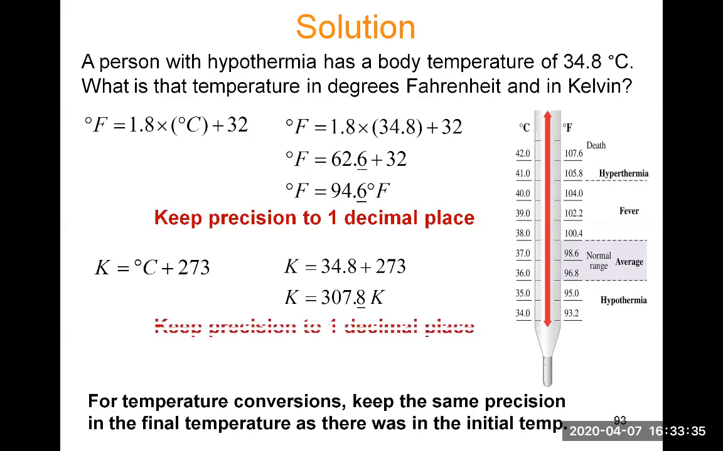Again, here we need to keep the precision to 1 decimal place because the given temperature was given to 1 decimal place. So you want to keep the kelvins to 1 decimal place. Kelvins typically will be in the hundreds, or 200s or 300s. What matters is if the initial temperature was given to the ones place, you would keep it to the ones place. If it's to 1 decimal, you keep it to 1 decimal. If it's 2 decimals, you give it to 2 decimals. That's what it means by keeping the same precision.